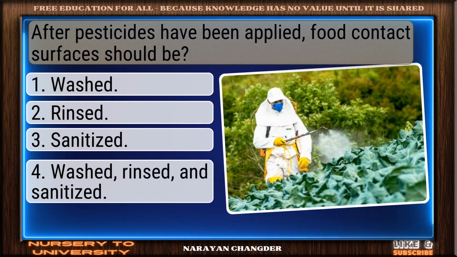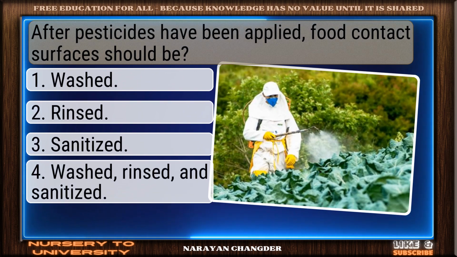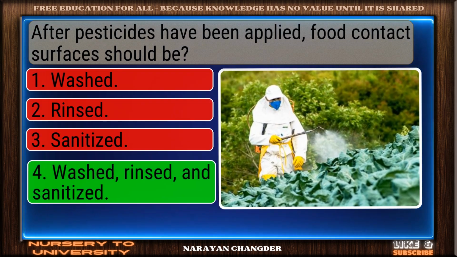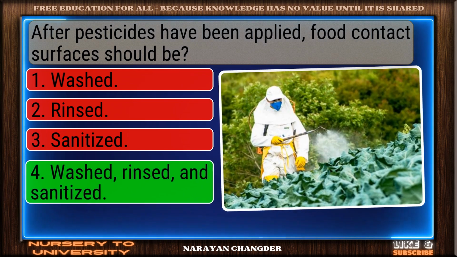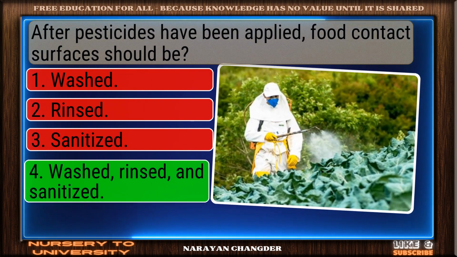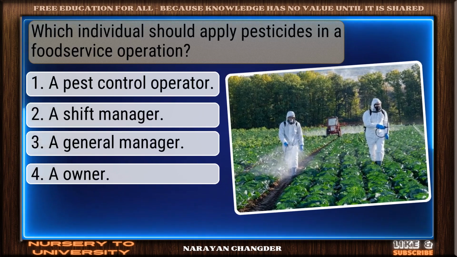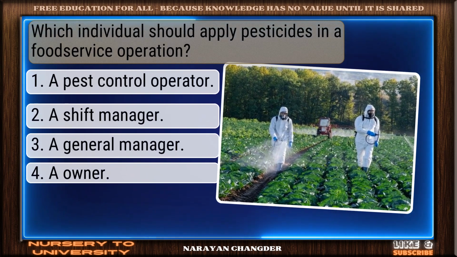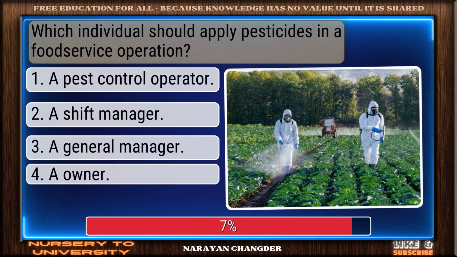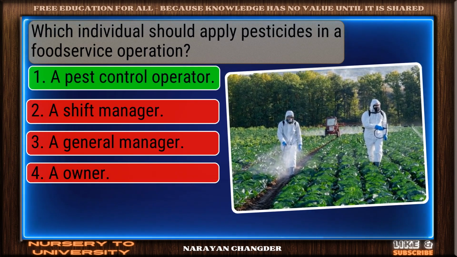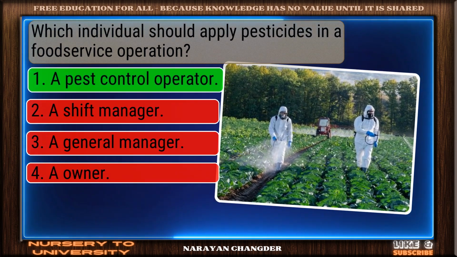After pesticides have been applied, food contact surfaces should be. You're right. Washed, rinsed, and sanitized is the correct answer. Which individual should apply pesticides in a food service operation? Right again. A pest control operator is a valid answer.